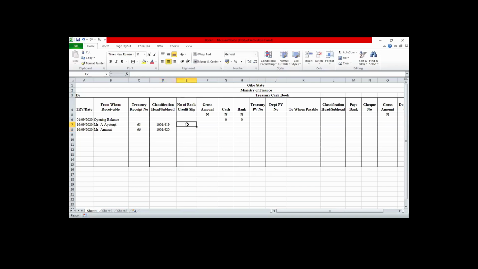Yes, sir. On what bank slip did they make the payment? C184860. The second transaction, on what number? C160868. What is the gross amount for Mr. A. Ayotunji? 10.8 million. That's 10,800,000? Yes, sir.